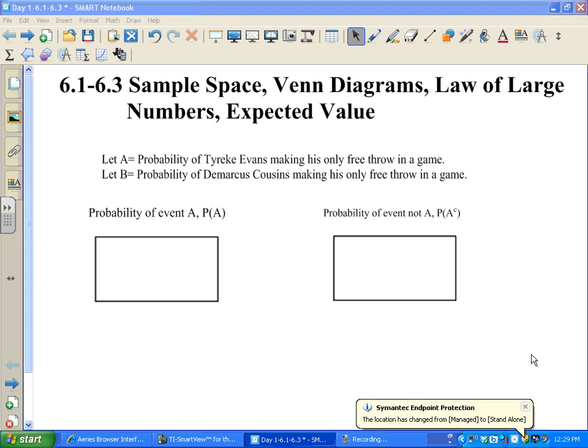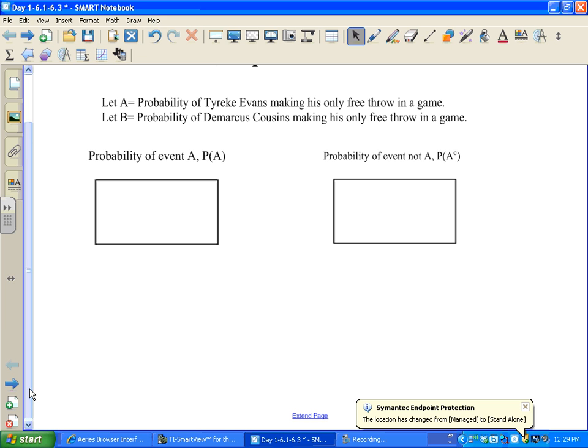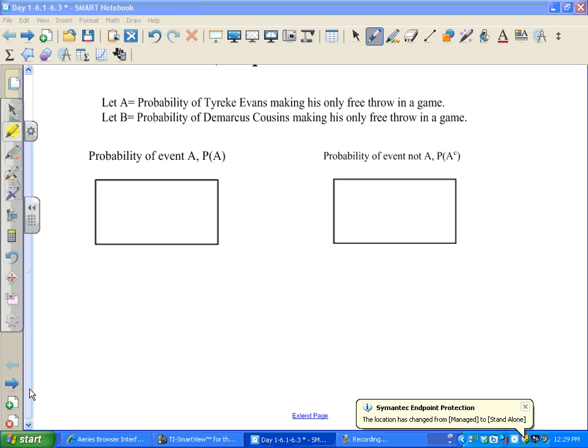So the probability of event A, from here forth known as, when we say P(A), we read that as the probability of event A happening, or P(A) is the probability that Tyreke Evans makes his only free throw.